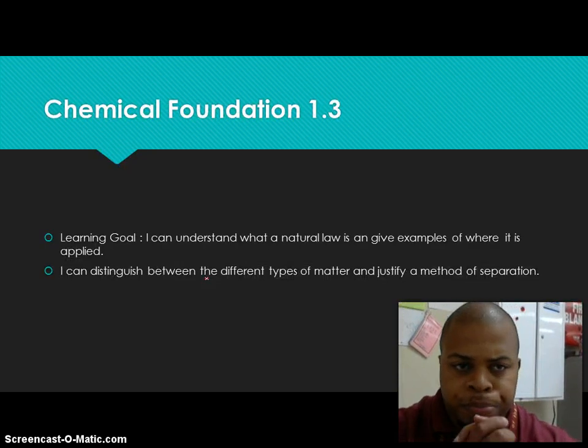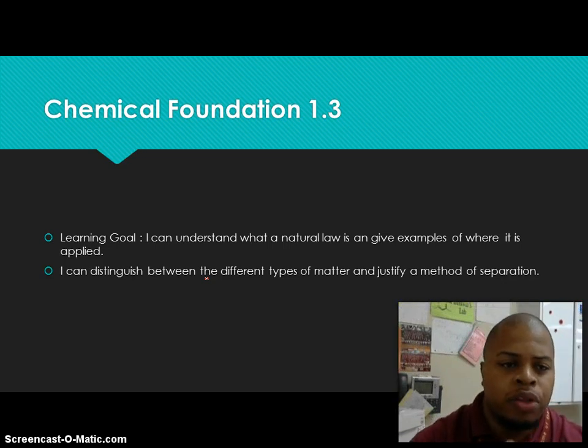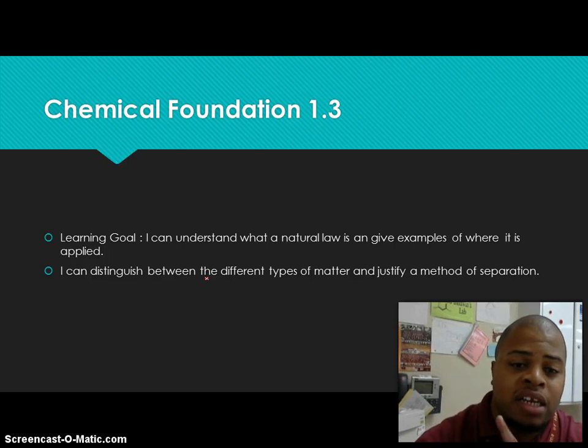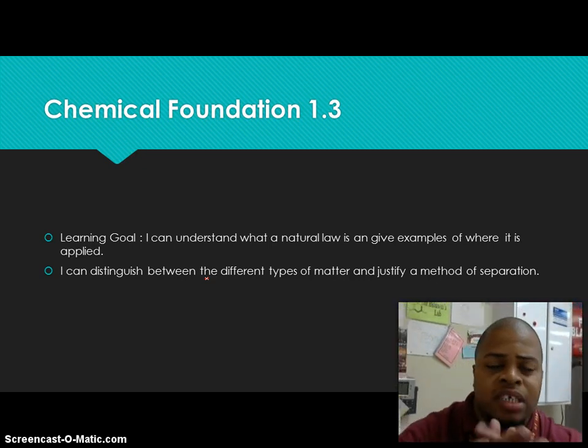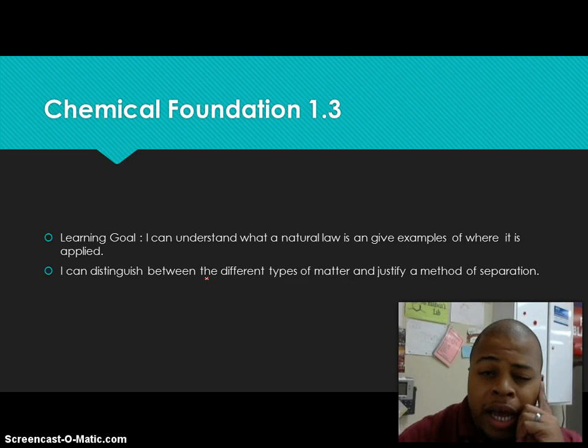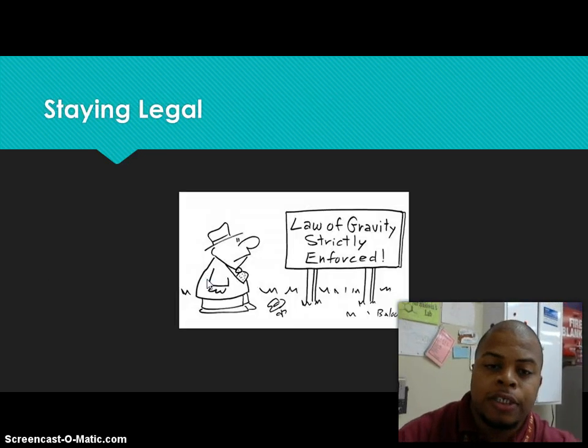Well, let's start. Our learning goals for this Chemical Foundations 1.3 are: I can understand what a natural law is and give examples of where it is applied, and I can distinguish between different types of matter and justify the method of separation. As far as the types of matter, we're going to go through this a little bit more tomorrow, but you want to look back at the things that you saw in the activity we started in class.